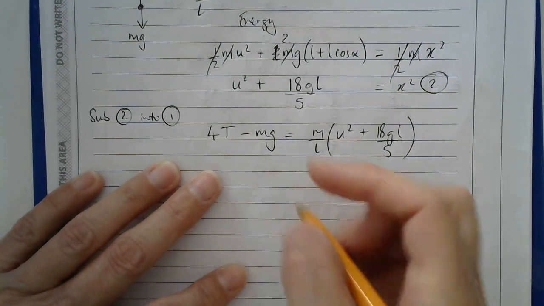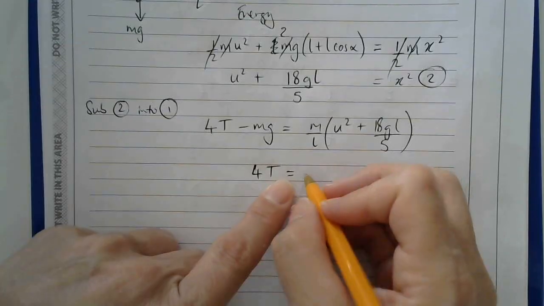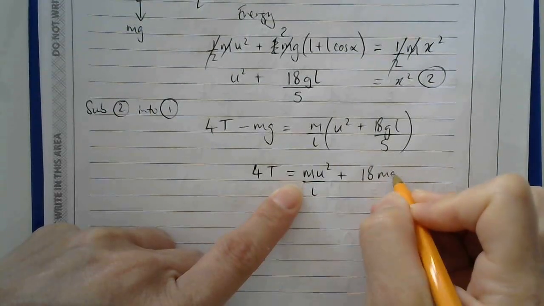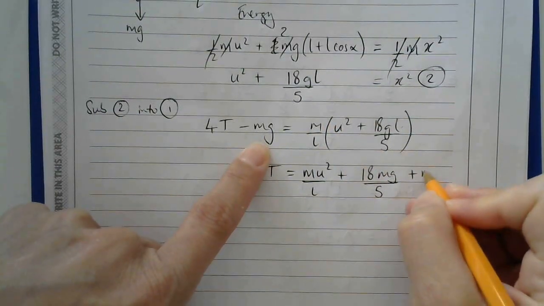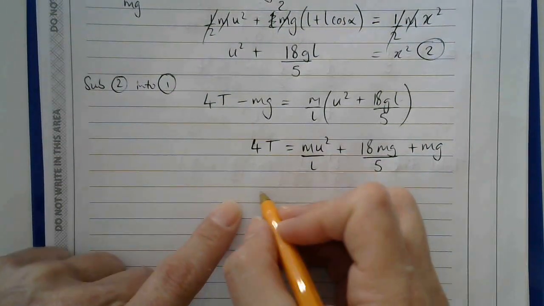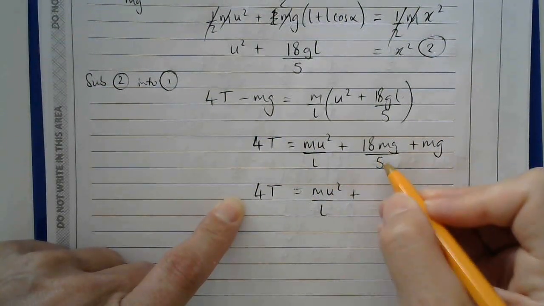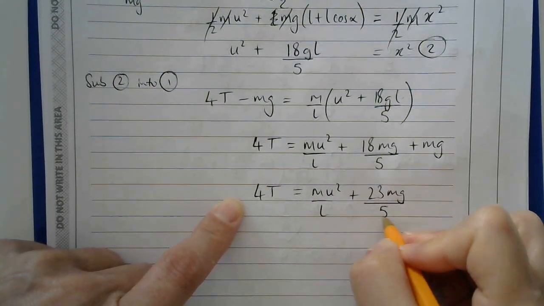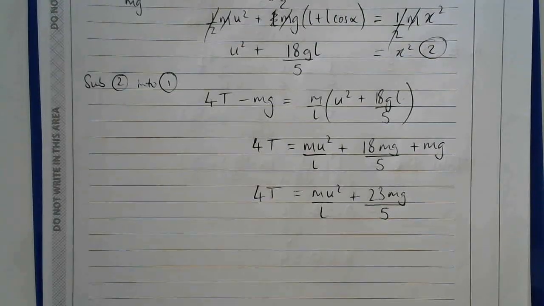So I'll end up with 4t is, multiplying this out, okay, so here the L's cancel, and then here I get plus mg, because I added mg to both sides, and now lumping these two things together, I get 4t is mu squared over L plus, here I've got 18/5 plus another 5/5 makes 23 mg over 5. Okay, and that's kind of as neat as I can get it, really.